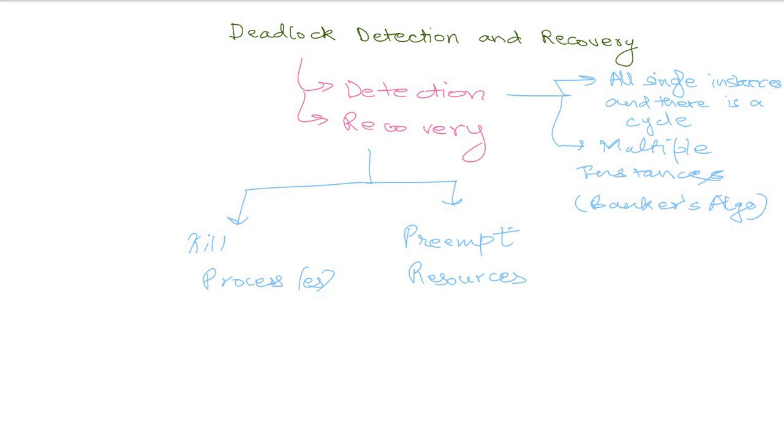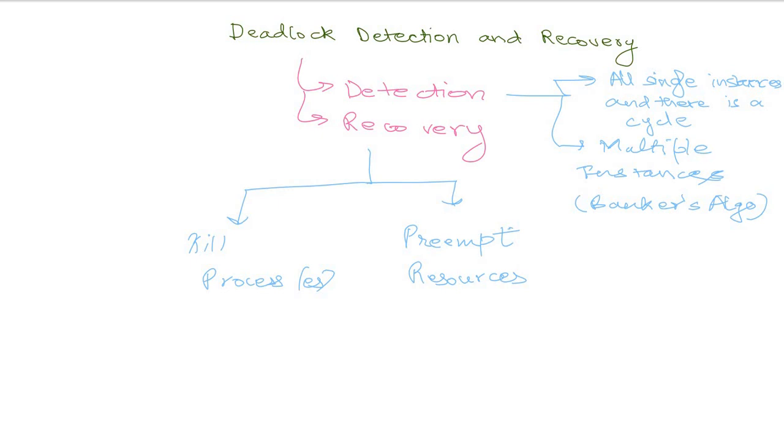Now there's one more problem that might occur with preemption of resources, that is that it might lead to starvation. We've discussed starvation in various different videos, and that's something that's applicable in almost all these things. So starvation is also a cause that makes preemption of resources a bit of an impractical approach.